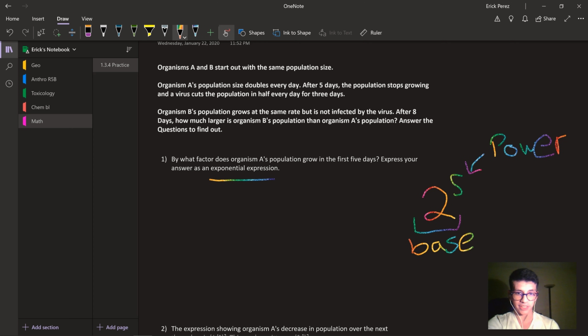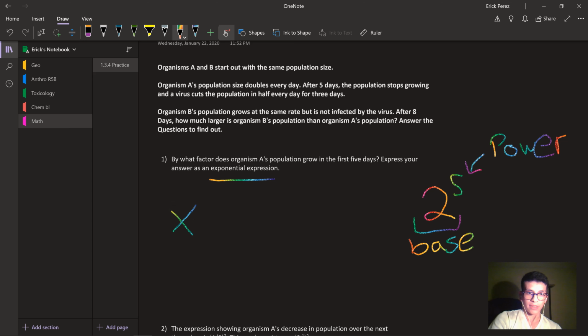Now to answer this question, it says by what factor does organism A's population grow? The population could be anything. They don't tell you in the question, right? So if they don't tell you what the population is, it's probably not important. It could start off with 2, it could be 5, 6, 7, there could be like 100 rabbits. So because it could be anything, we'll call it X, the initial population.